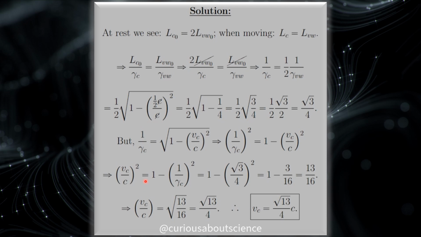Note that we left the 1 over gamma c term as a fraction for this specific reason. Now we're going to sub in the fact that we found that 1 over gamma c was equal to the square root of 3 over 4. Once that gets squared, we have 1 minus 3 over 16. Then 1 is 16 over 16, so 16 minus 3 is 13. Easy enough, algebra away. Take the square root of both sides. We get vC over c is equal to root 13 over 4. Multiply the c over, and we get the speed we need.